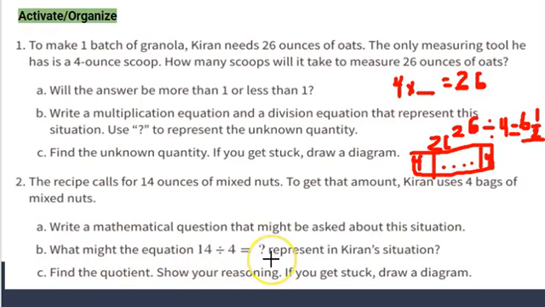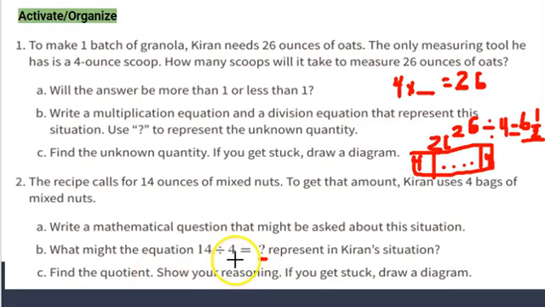So what's this going to represent? This 14 divided by 4. What's that? Question mark. What do each of these represent? Well, we have 14. That's the number of ounces divided up into the 4 bags. And then that would give us how many ounces are in each bag.